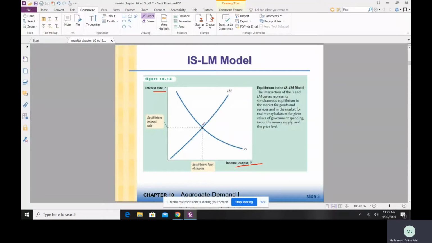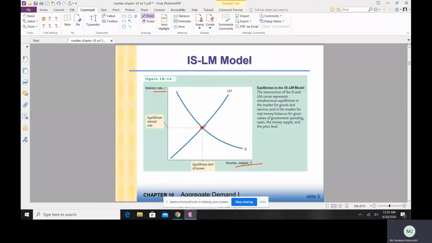It's the interaction of the two which will help determine the equilibrium interest rate and the equilibrium level of income in the market. And this is the combination of R and Y which will ensure equilibrium in both the goods market and in the money market simultaneously. Okay, so this is what we are intending to do in this chapter.